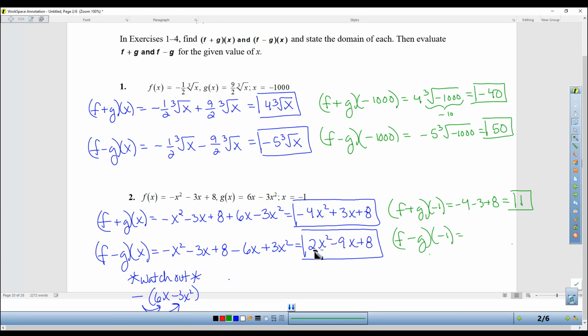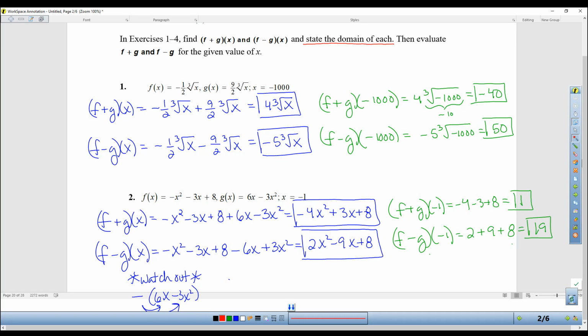Negative 1 squared is positive 1 times 2. Negative 9 times negative 1 is positive 9. And plus 8 gives me 19. Guess I should be checking these as I go. Great. So before I move on, they do want to know the domain of each.